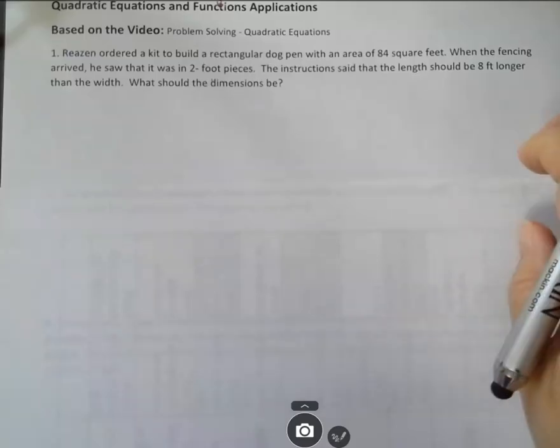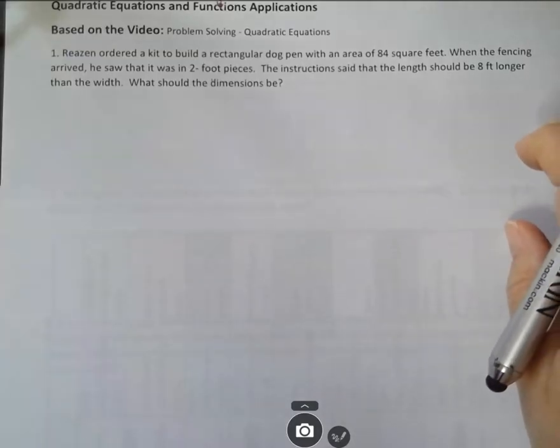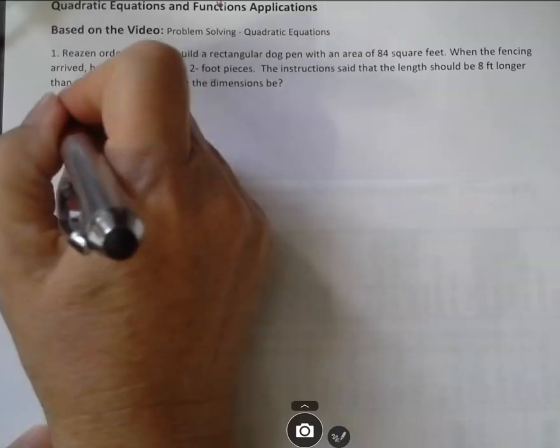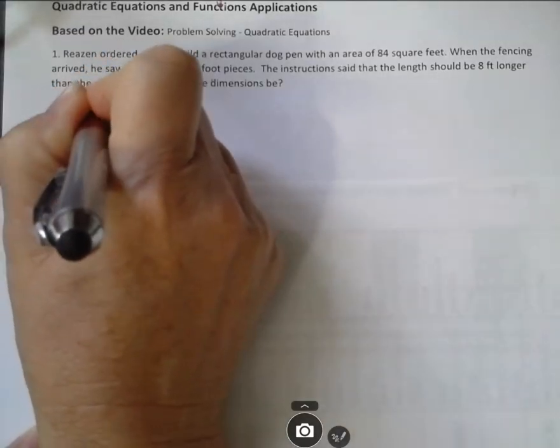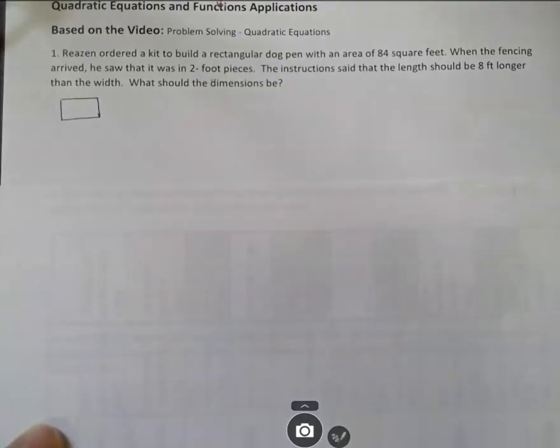I don't really have to worry about that 2 feet piece. It's just that if we got something that was like 3 by 7 or something, we'd be like, wait, we only have 2-foot pieces. But what I would do first for this problem is to draw the picture of what I'm dealing with. The instructions say that the length should be 8 feet longer than the width.